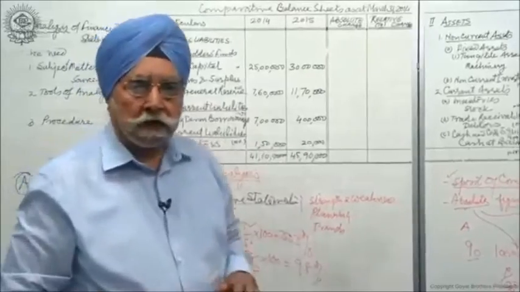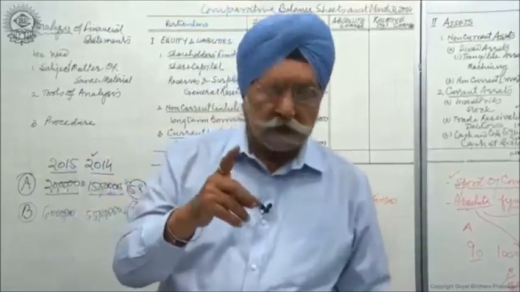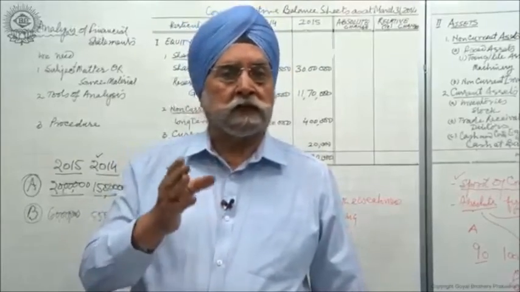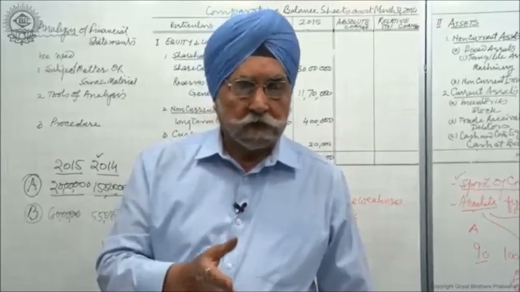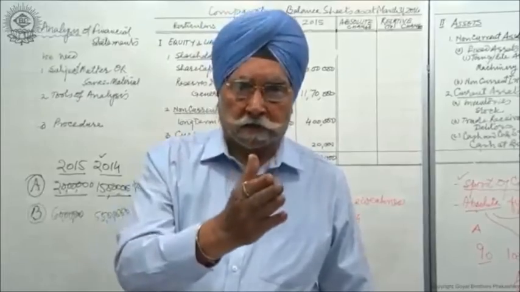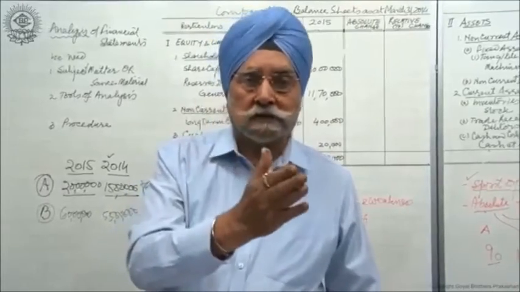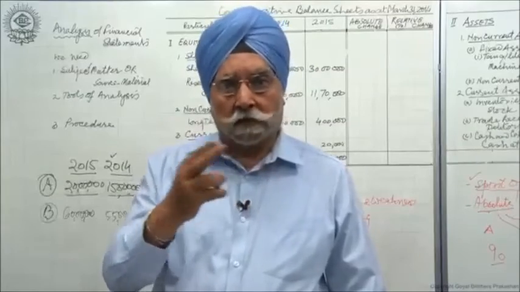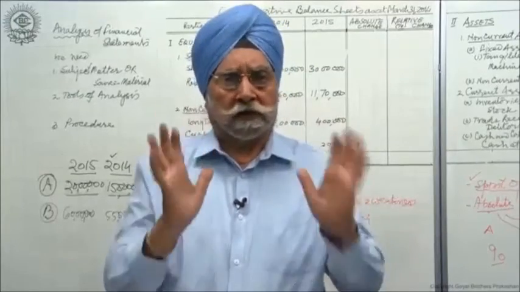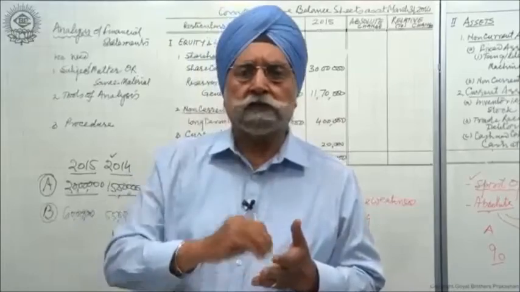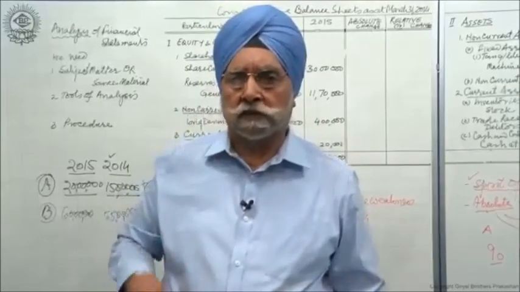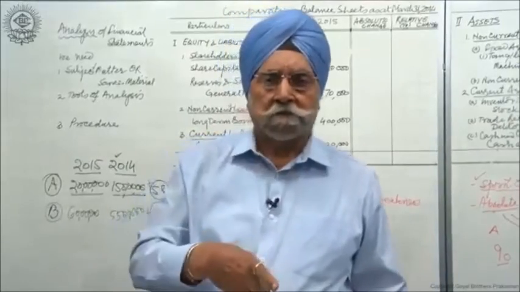So when we compare two things, we prepare comparative statements. There is another statement which is prepared, which will not be studied today, which we will take up next lecture. That is called common size statement. So there are two comparatives. One is comparative, the other is common size. Basically, both are comparison. Common size statement is a type of comparison. That also is a comparative statement, but it is known as common size statement. Why? I'll tell you later.